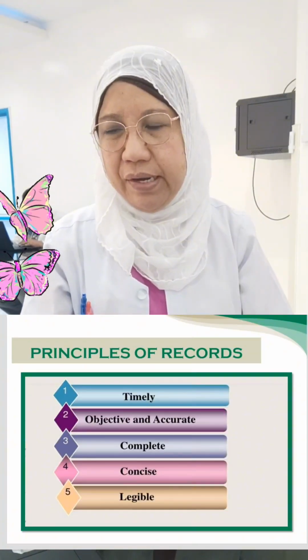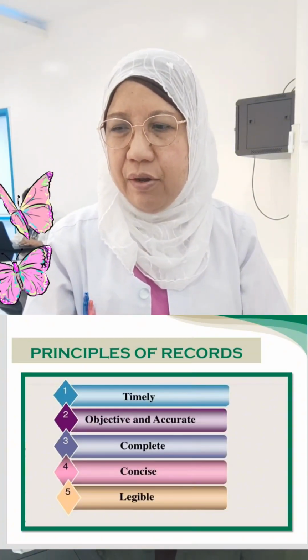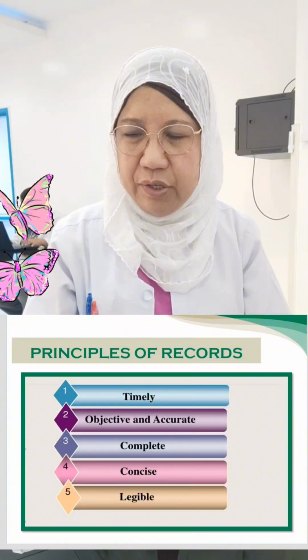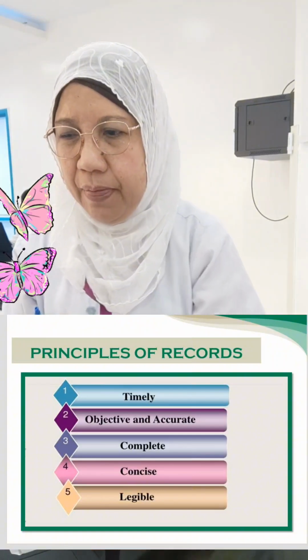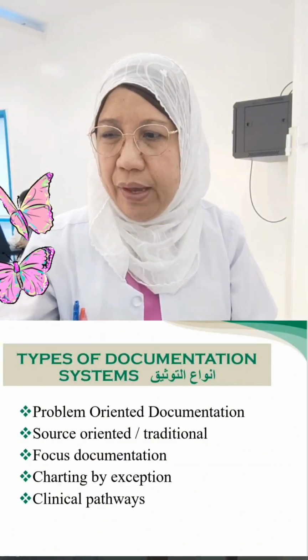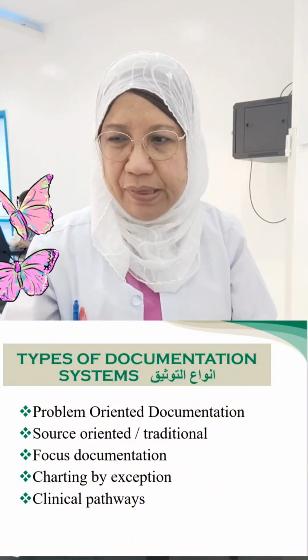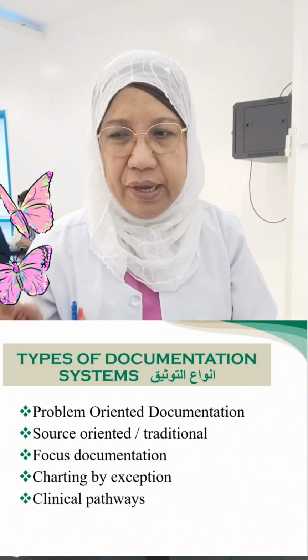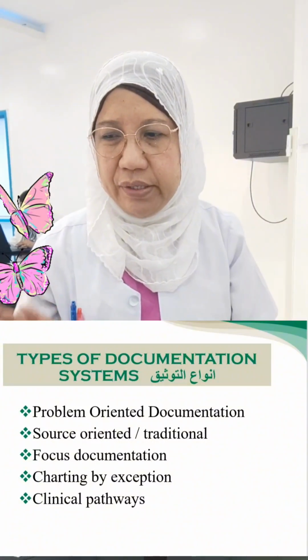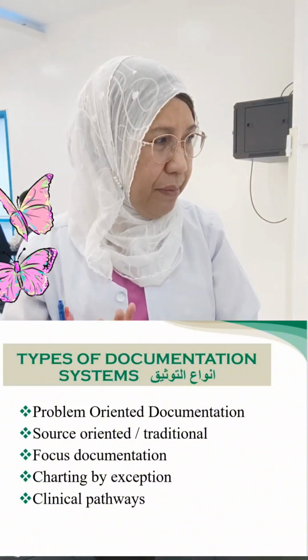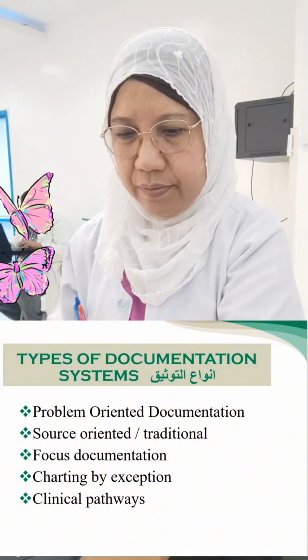Now, principles of records, no problem, you can take it. Timely, objective, and accurate. It should be complete, concise, and legible. We have the types of documentation system. We have the problem-oriented documentation, source-oriented, which is traditional, focus documentation, charting by exception, and clinical pathways.